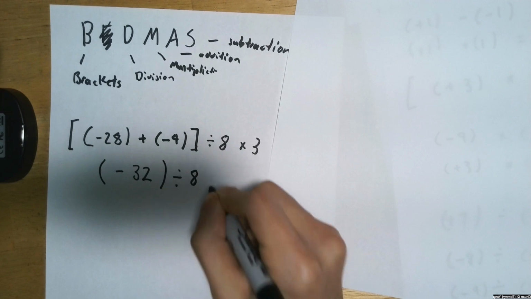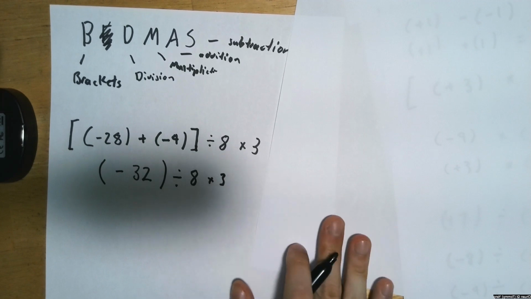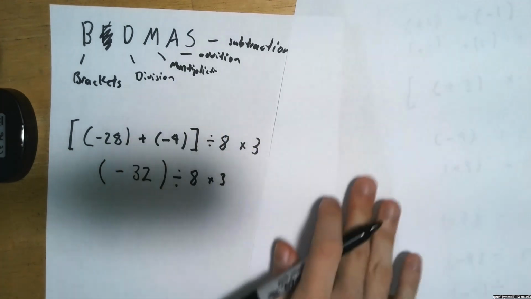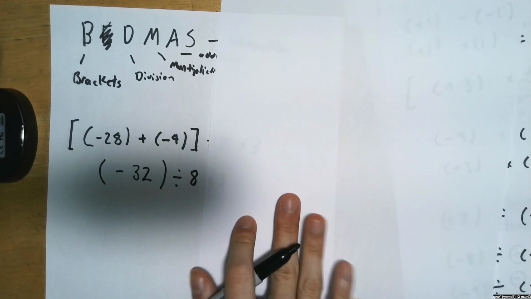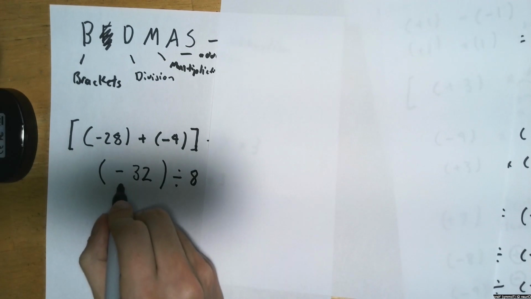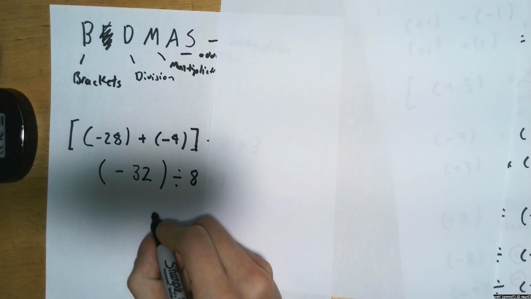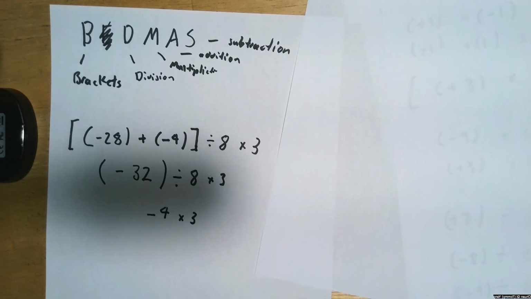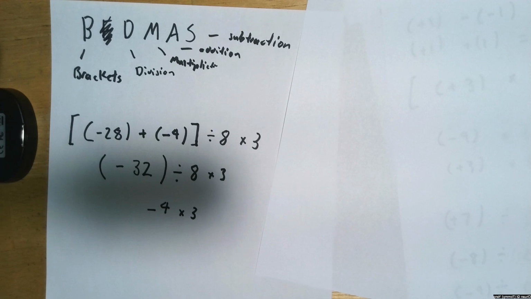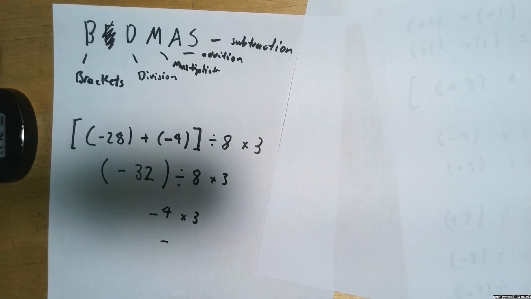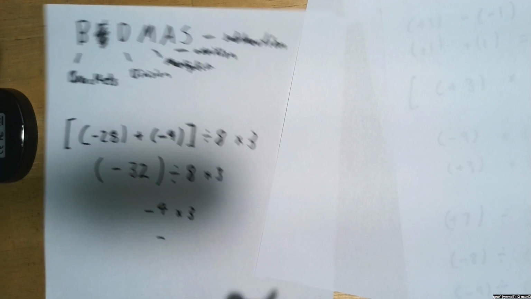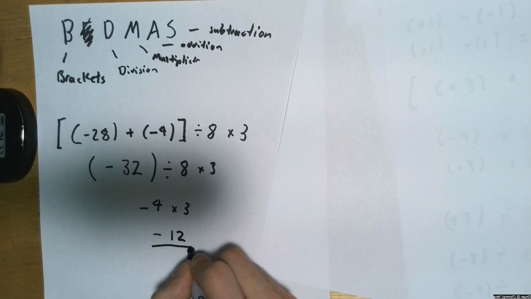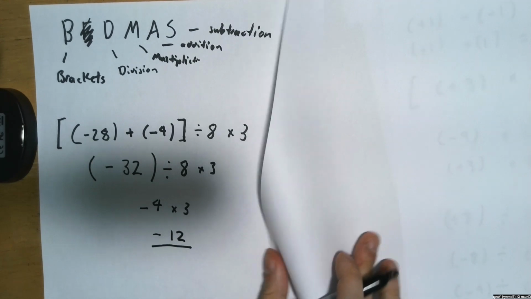Then we can write the rest of it now. Negative 32 divided by 8, times 3. Now the second part of PEDMAS is going to be division. So we can first block out the times 3. What is negative 32 divided by 8? That is going to be negative 4. And then we have times 3 here. And lastly, this last bit, we know that a negative number multiplied by a positive number is always going to be a negative number. So now we just need to know what's 4 times 3, and that should be 12. And that is the answer that we got.